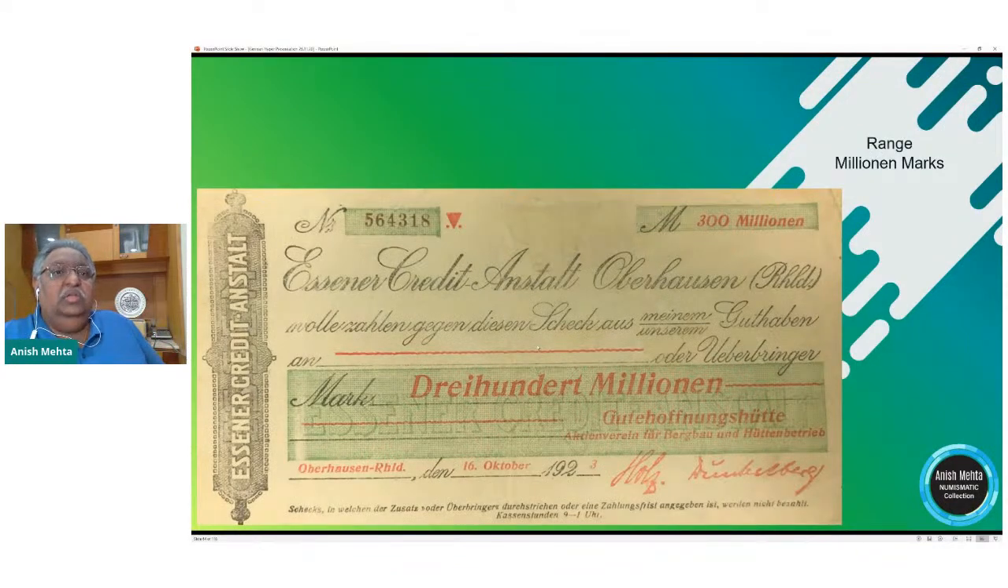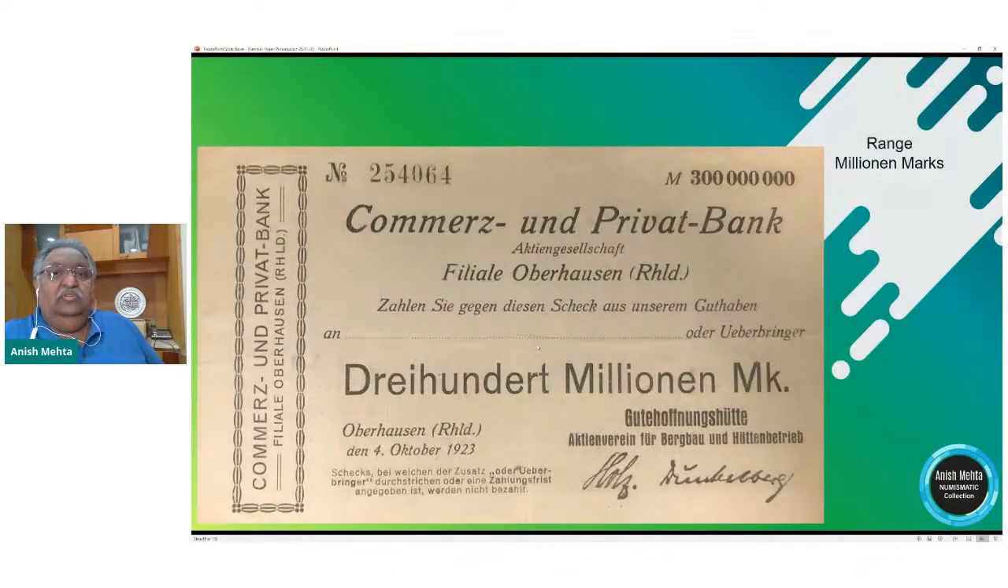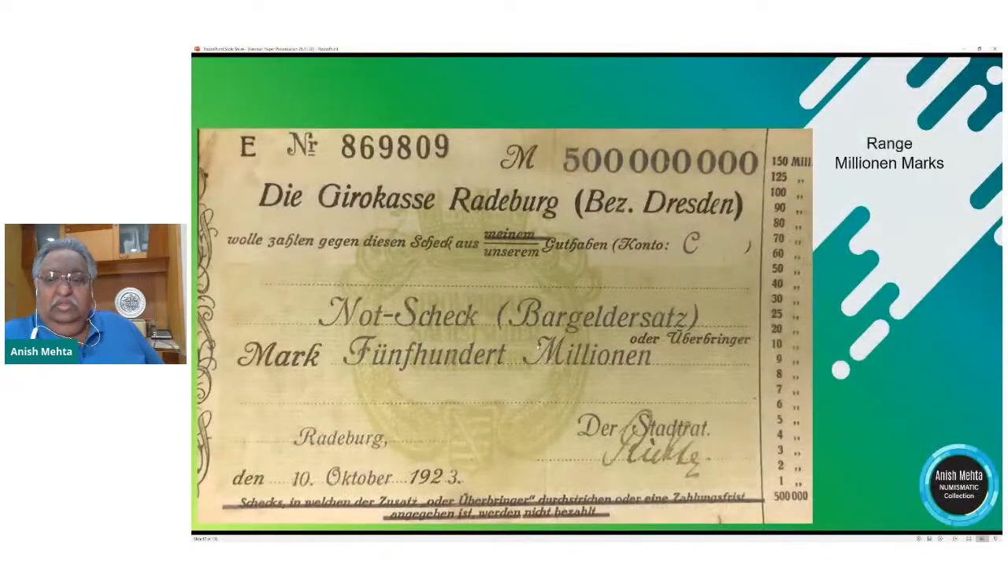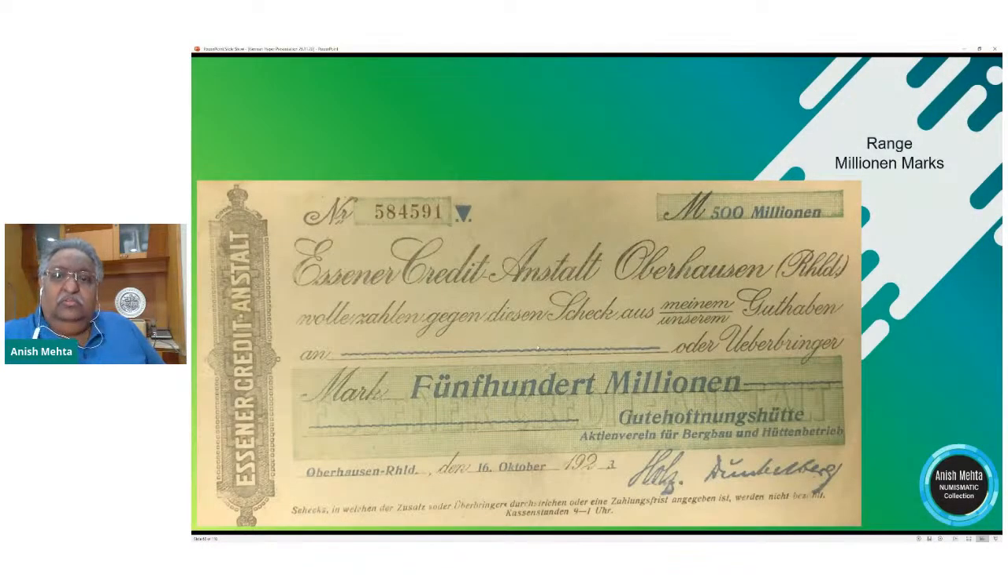Again, a Notgeld note. This is also a Notgeld in a very different format. This is 500 million. This is 500 million. A Notgeld where it is all printed but hand signed. This is also a 500 million, all printed, with rubber stamped signatures.